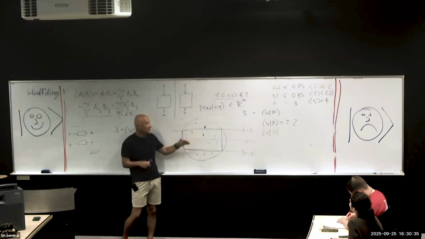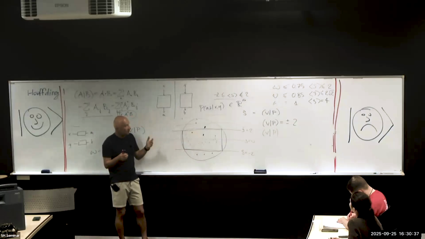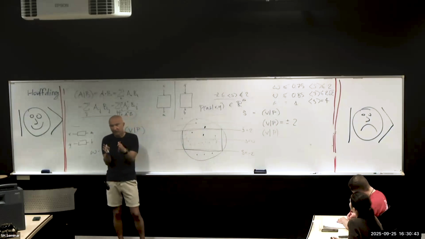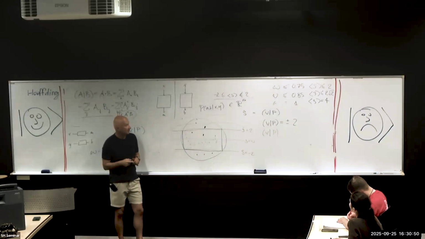So the geometric picture is that you have a convex set somewhere there, and then the Bell functional defines for you the range of points in the set where things are classical.